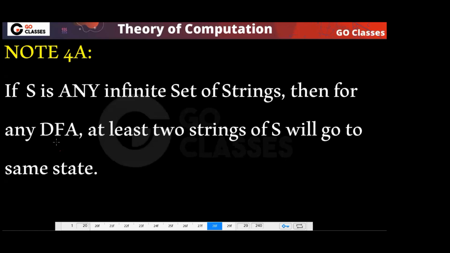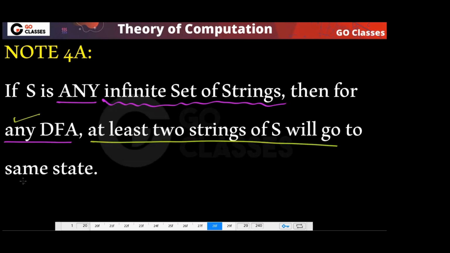So this point is also very simple. Now you tell me about this point. If S is an infinite set of strings, can I say this statement is true? If S is any infinite set of strings, then can I say that for any DFA you take, it does not matter what the number of states in the DFA is. Does it matter? No, because the number of states in a DFA is always finite. So now you can take any DFA. I can say at least two strings will go to the same state because the number of strings is infinite.